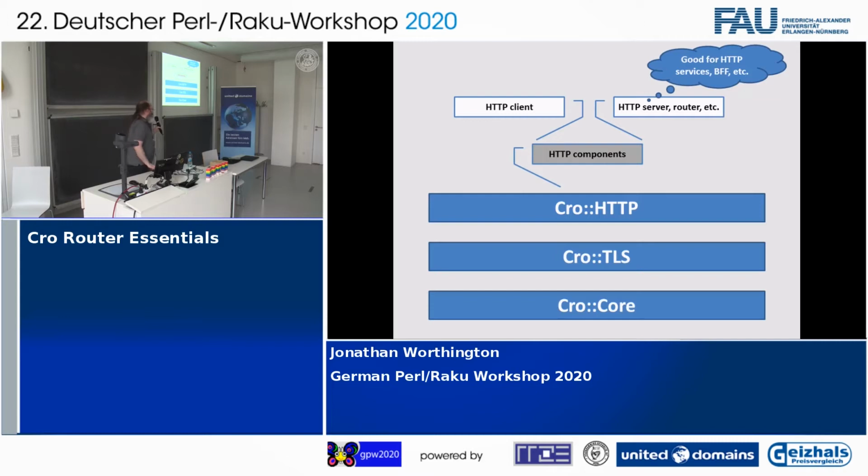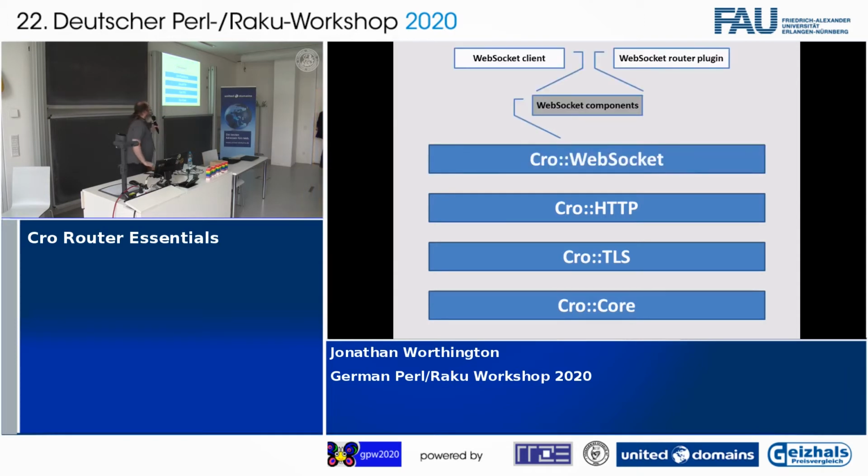So this module is actually pretty useful in its own right if what you're building is a HTTP API or some kind of single page application where what you actually have behind it is really just serving a JavaScript application and then a load of routes that do JSON stuff. On top of that, there is Cro WebSocket, which does WebSockets for interactive stuff. And again, there's plumbing, and then there's a client, and then there's a router plugin, so you can very easily receive a request and then say, okay, let's upgrade this to a WebSocket.